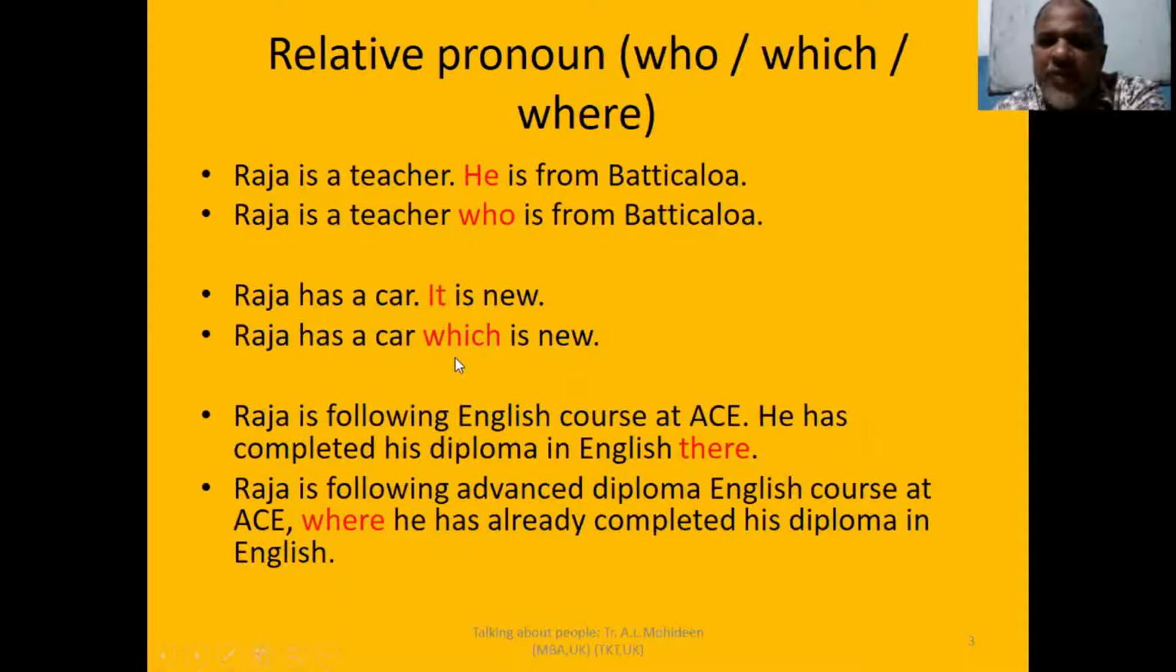Instead of it, we use which. Raja has a car. It is new. How will you say it? Raja has a car which is new. Which is new. Yeah, very good. Abdullah has a motorbike.